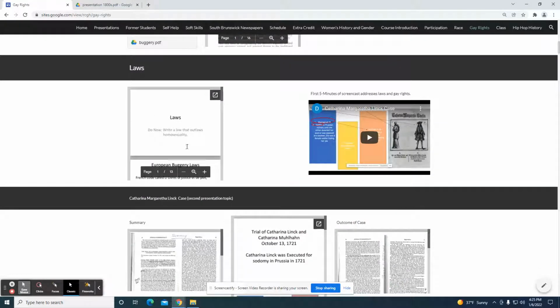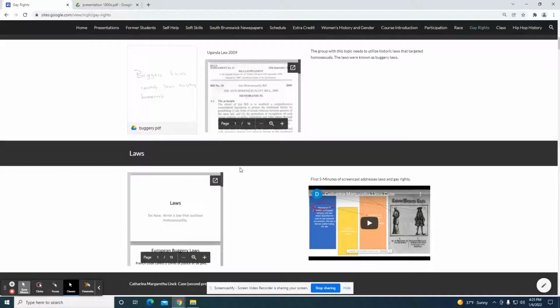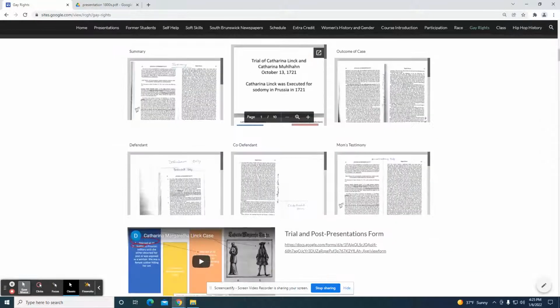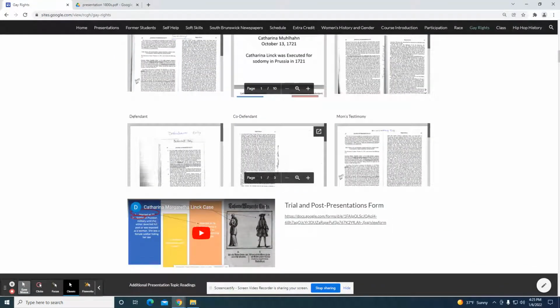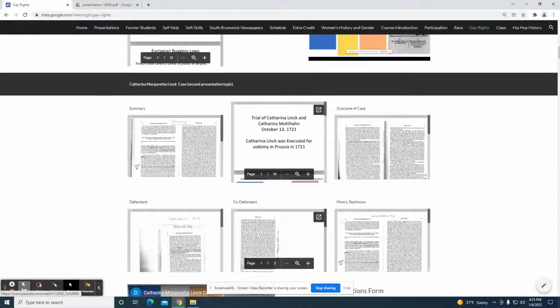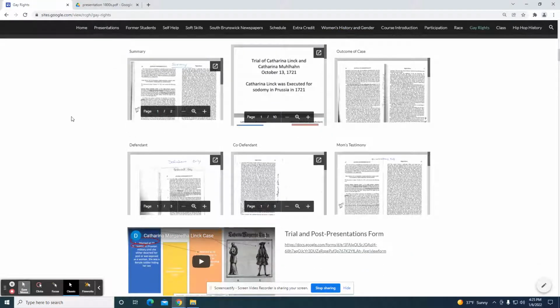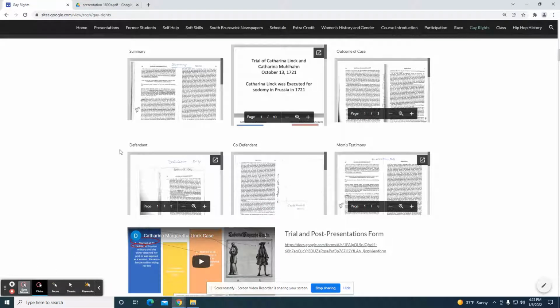You could also take a look at the laws here. And notice that there are also resources provided. So if you have the Mulholland and Link case, there's a screencast that addresses that particular reading here. Here we move on to the next series of readings. Here we have the summary, the outcome, mom's testimony, co-defendant, and the defendant.